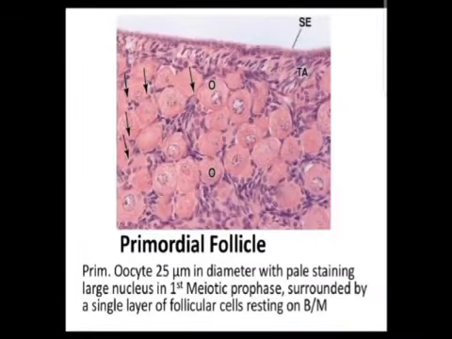Primordial follicles are present in the female child, and these primordial follicles are nothing but the primary oocytes, which are 25 microns in diameter with a pale staining large nucleus, which is arrested in the prophase of the first meiotic division. It is surrounded by a single layer of follicular cells which are resting over the basement membrane.